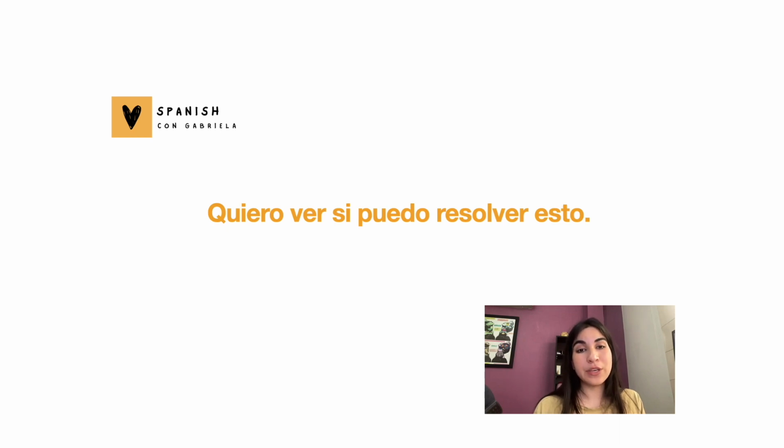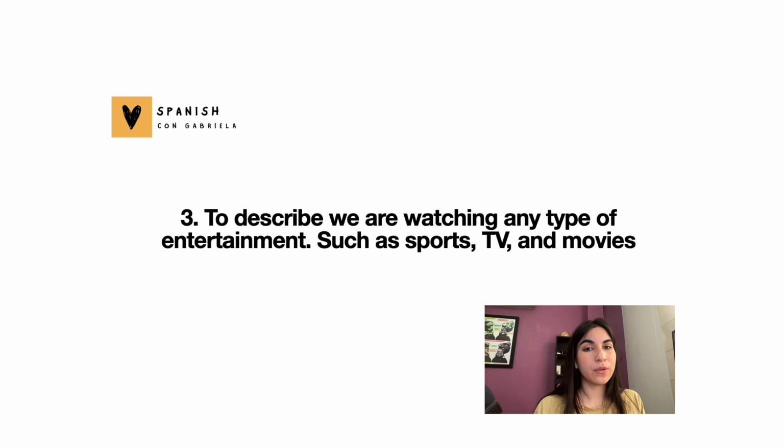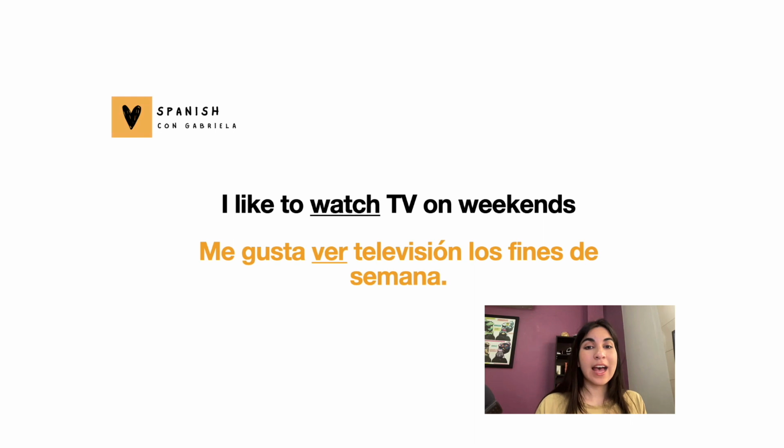Now the third way we use the verb to see would be to describe something that we are watching, like any kind of entertainment, such as sports, TV shows, or movies. This can be a little bit confusing because this verb, when it's translated into English, instead of to see, would be to watch. So it can be a little bit confusing, but it is what it is, right? It's still the same verb in Spanish, and we use it to describe when we are watching something. So just to give you an example, I like to watch TV on weekends. Me gusta ver televisión los fines de semana.